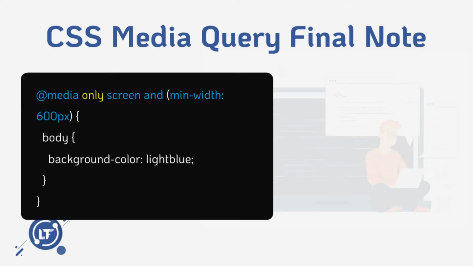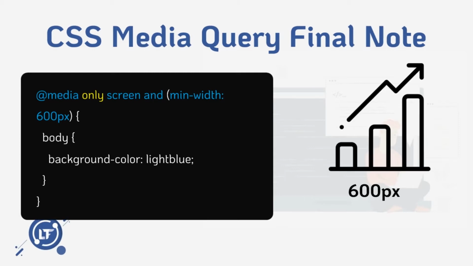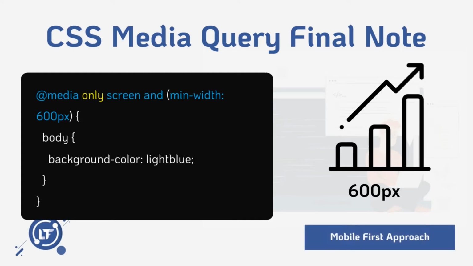Whenever you're making use of min-width or min-height, you're basically telling the browser that, from this particular width or height upward, the styles apply. So when you say 600 pixels min-width, you are basically moving from that width upward. This type of approach is called a mobile-first approach.